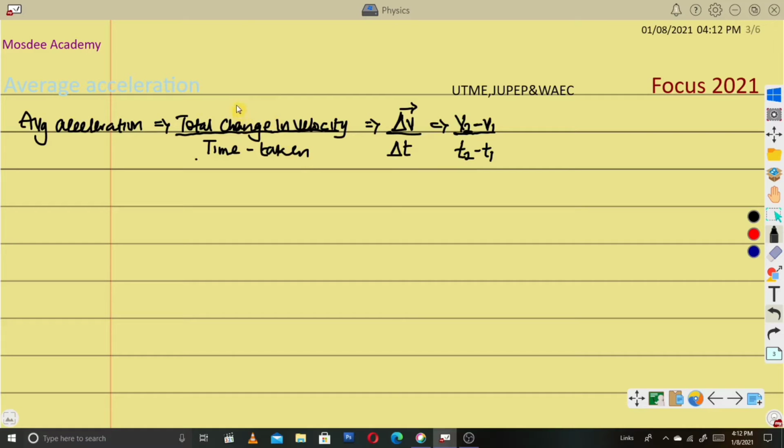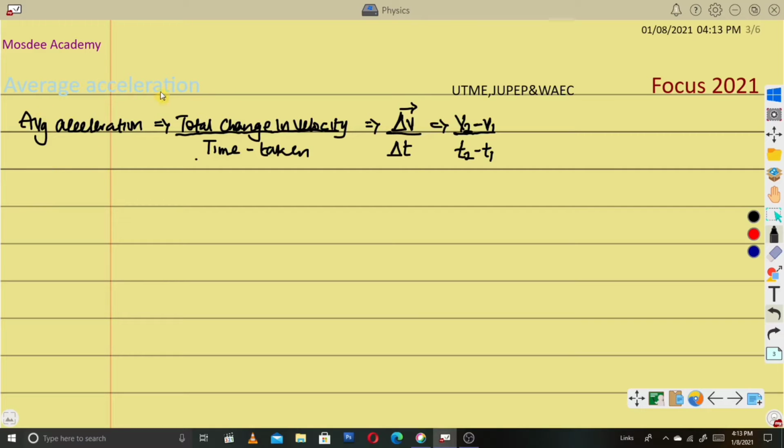When we talk about average velocity, we say total distance traveled over the total time taken. Students should keep this in mind, because we are going to be using it in solving other examples during our miscellaneous examples. So let's take an example to understand the concept of average acceleration.